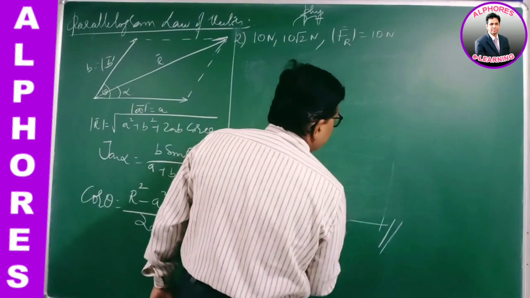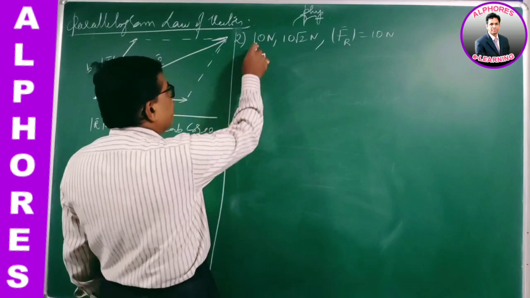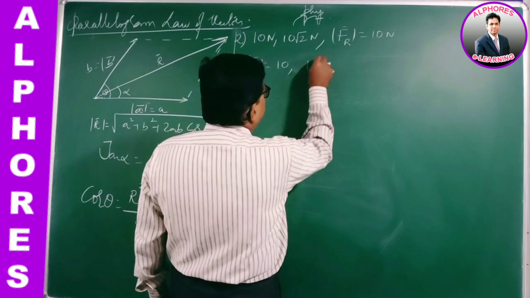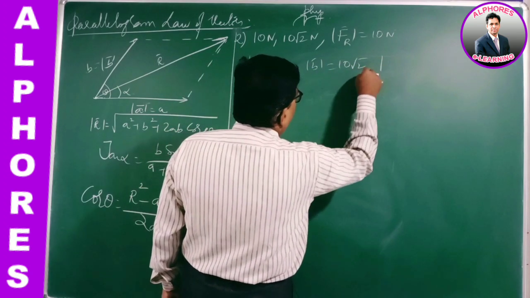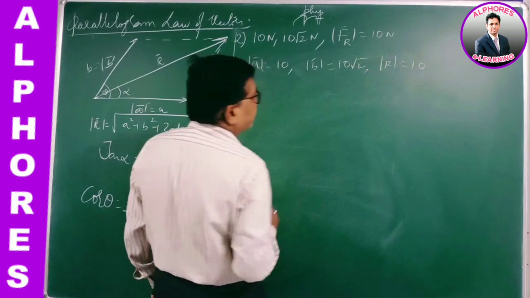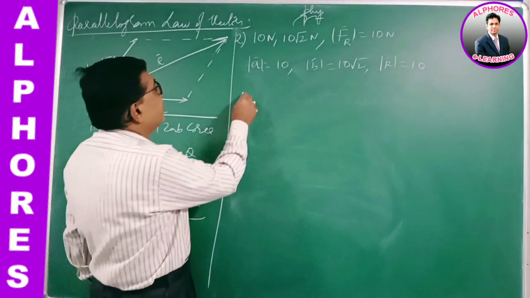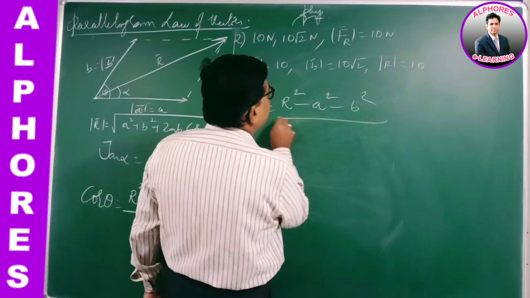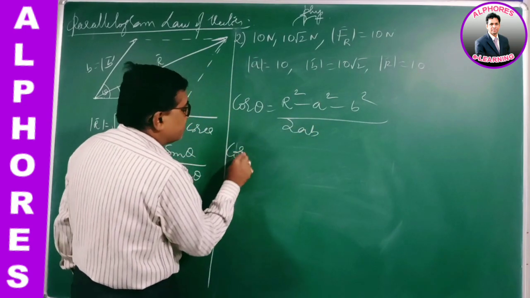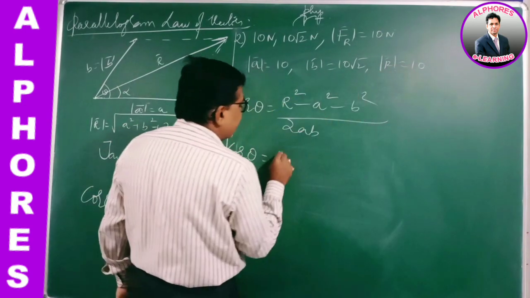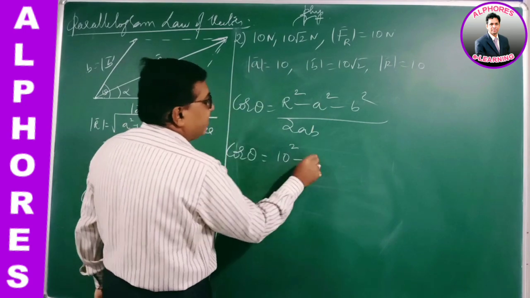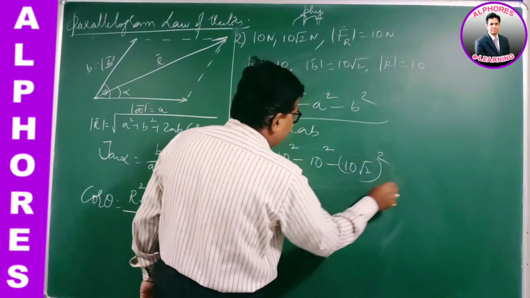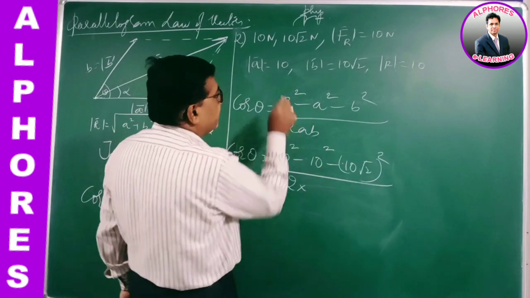So when I substitute, the forces are F1. The first vector, let it be a bar. First force a bar, mod a bar is 10. Mod b bar is 10 root 2, and mod resultant vector is again 10. Then what is the angle? Substitute in this: cos theta is equal to r square minus a square minus b square by 2ab. So please substitute. Cos theta is 10 square minus 10 square minus 10 root 2 whole square, by 2 times a and b.